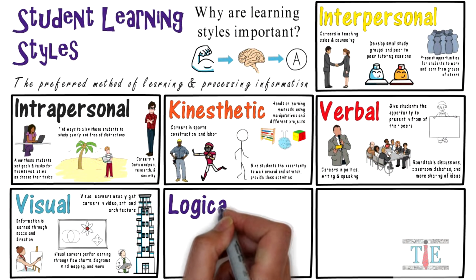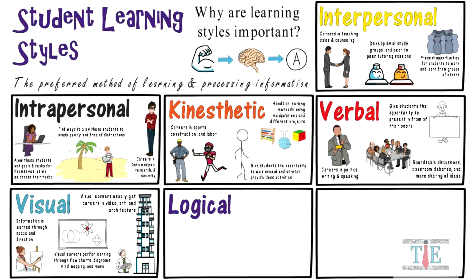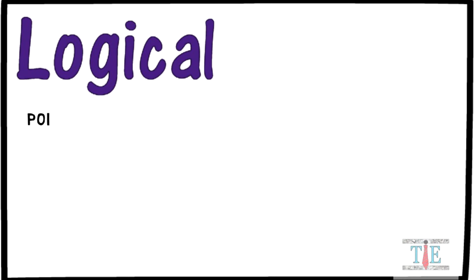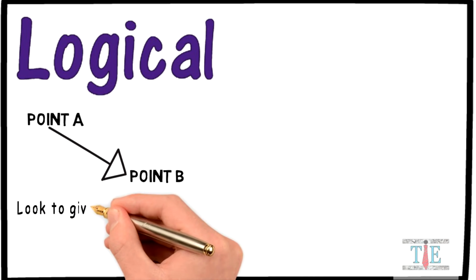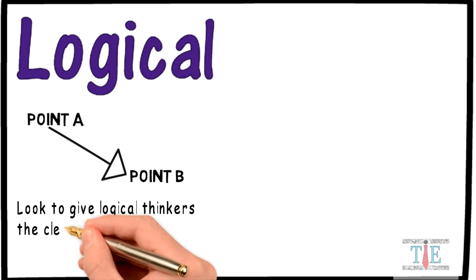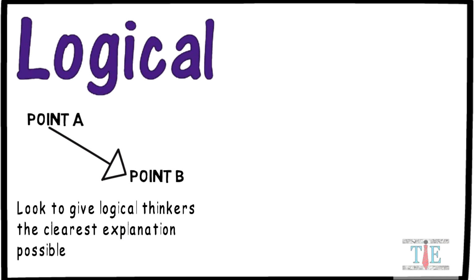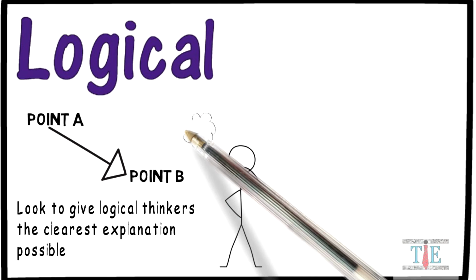Sixth on the list is logical. Logical learners are sometimes called mathematical style learners. Math itself is all about simplification and reasoning. When teaching, look to give logical learners the clearest explanation possible. These types of students enjoy working on problems and figuring out the answer to the problems.